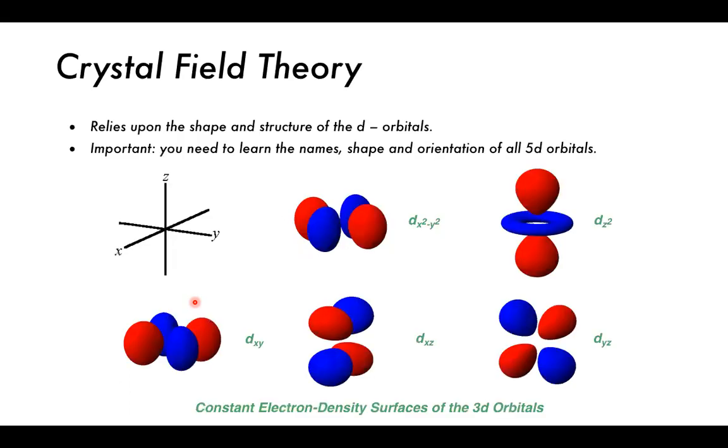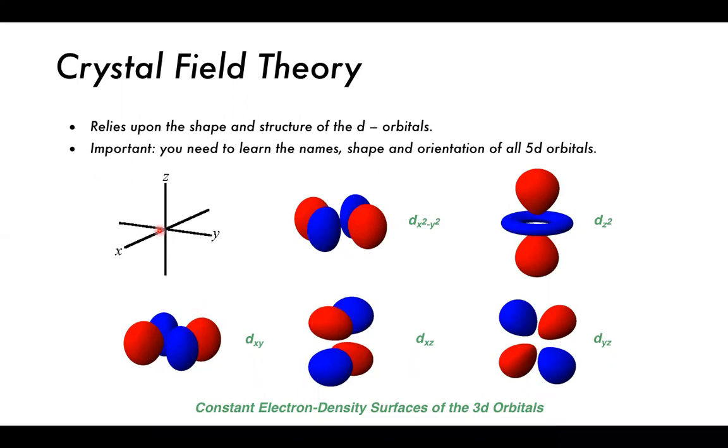So this theory looks specifically at the different d orbitals on the central metal. And so this is probably the first time where we actually have to try and understand and remember the structures of the d orbitals, because it's going to be important to understand why certain orbital energies are changed based on their interactions with ligands.